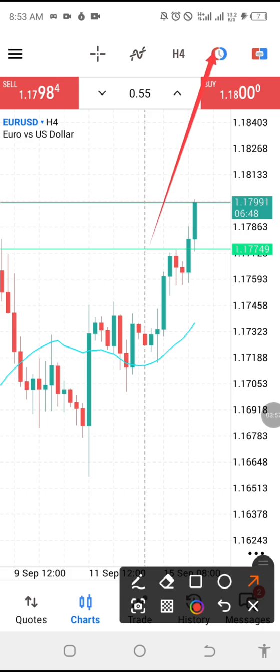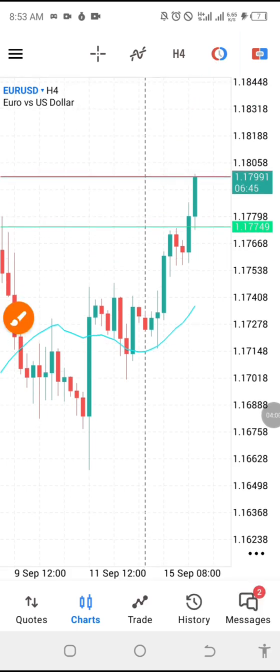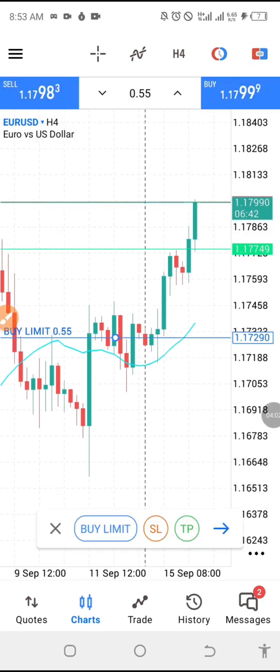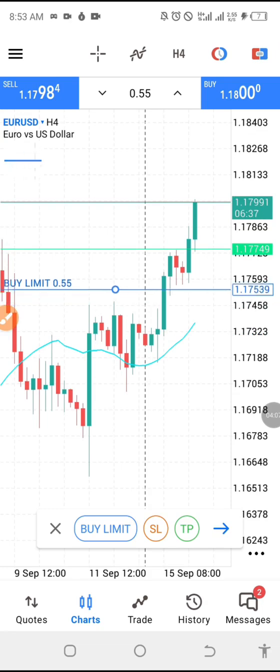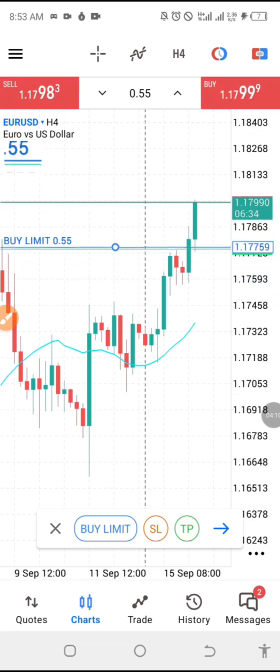We click here, and we can see the buy limit as already shown. This is one of the easiest ways to do it. We just move the buy limit to the position where we want to get into the market. So we put it here. You will see your SL, which means stop loss, and your TP, which means take profit. So we put our stop loss.